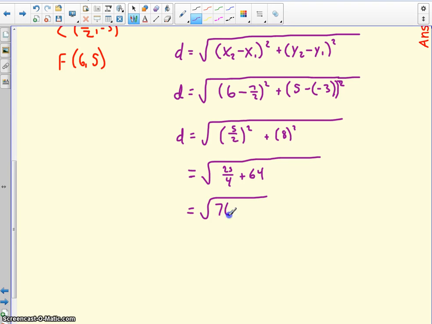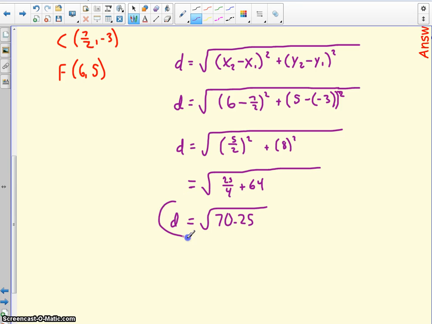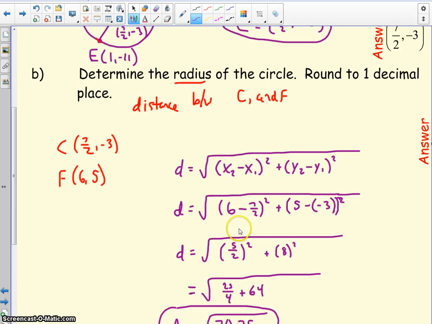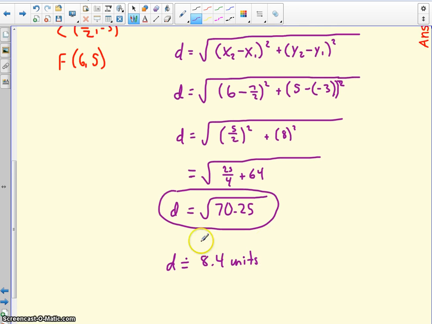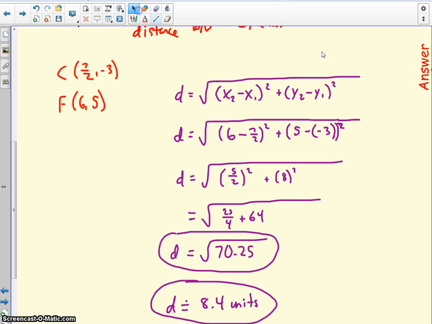I'll use decimals here. So my distance is going to be the square root of 72.25 units. Now, if I ask you to leave the answer exact, you could leave it like this, because again, there's no rounding here. It's all under the square root. I haven't done anything that would cause me to round to a couple decimal places. However, this particular one I said round to 1 decimal place, so you can take the square root. So that gives me approximately, for the distance, 8.4 units. So the radius of this circle is about 8.4 units.